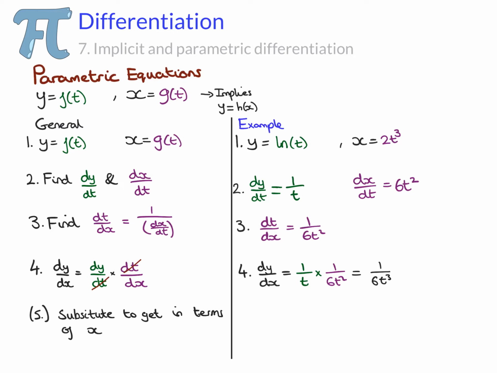If we wanted to not have this in terms of t, but instead of x or y, we would need to sub in to get rid of the t. Let's say we wanted dy/dx in terms of x. Then we must rearrange our expression for x so that we get the t term in our expression. We are trying to replace 1 over 6t cubed. x is equal to 2t cubed, and so 1 over x is equal to 1 over 2t cubed, and so 1 over 3x is equal to 1 over 6t cubed. dy/dx is therefore equal to 1 over 3x.